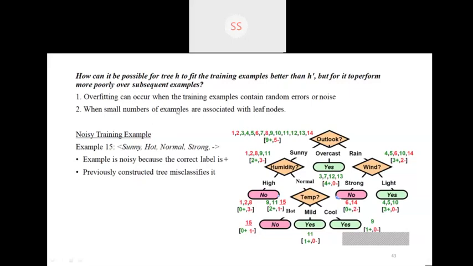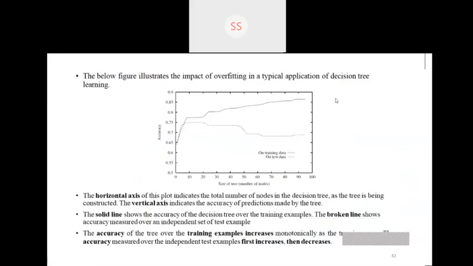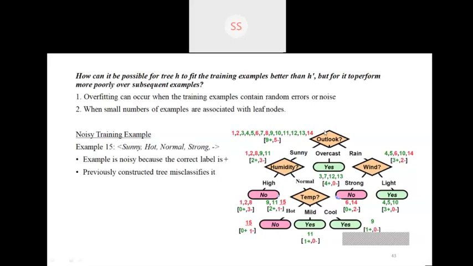And overfitting can occur when the training examples contain random errors or noise, right? Noise is nothing but unnecessary inputs, or an alteration in the inputs, or unwanted symbols that have been entered into your data. They are called noise or errors. Overfitting also occurs when a small number of examples are associated with the leaf nodes.